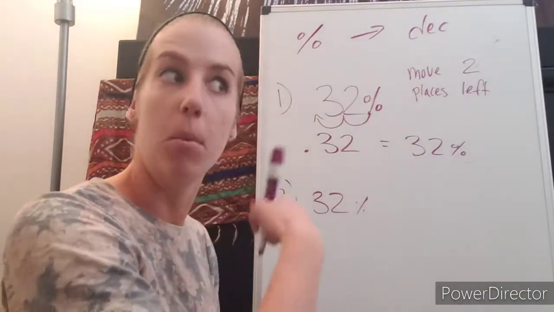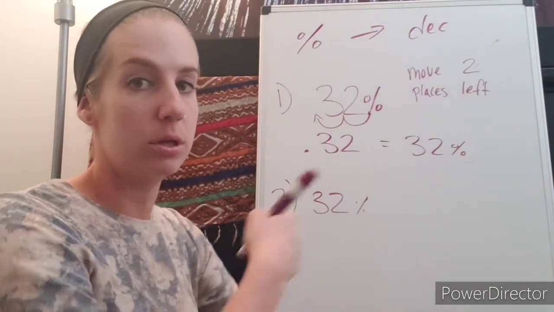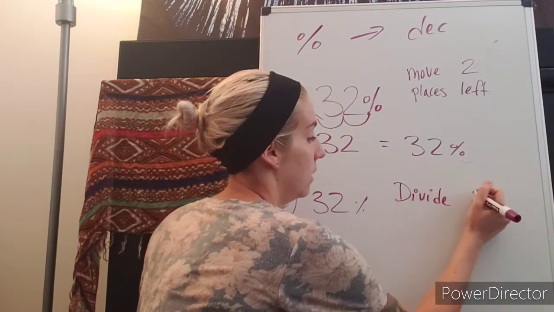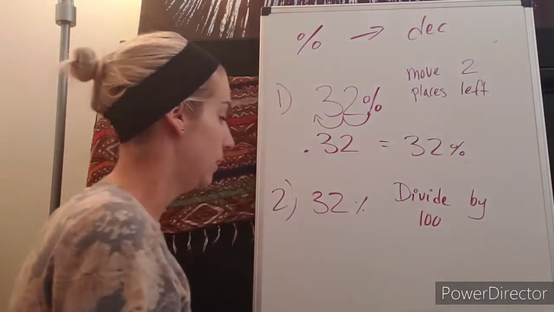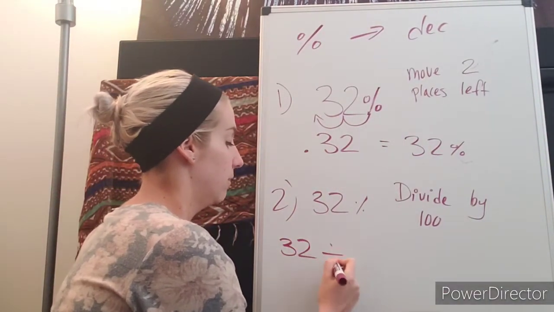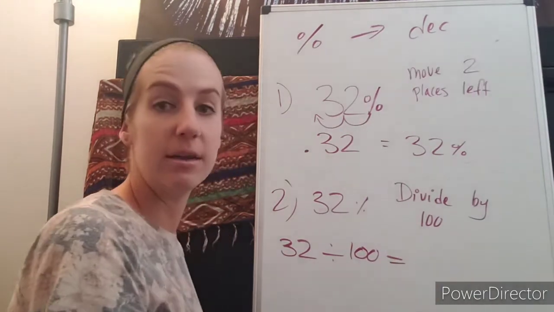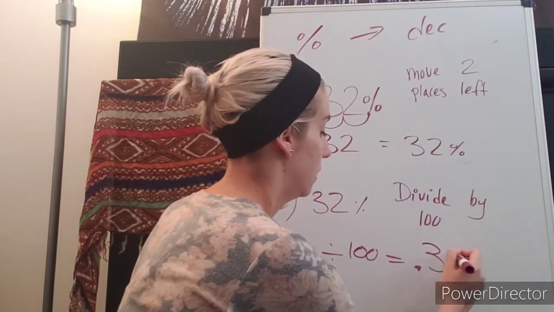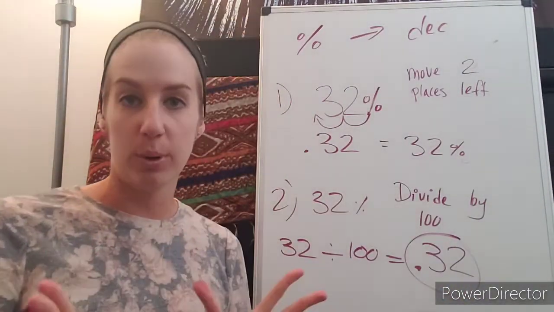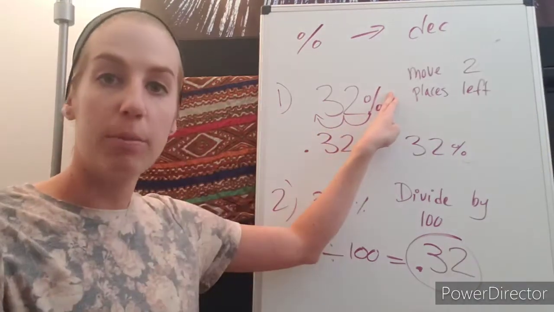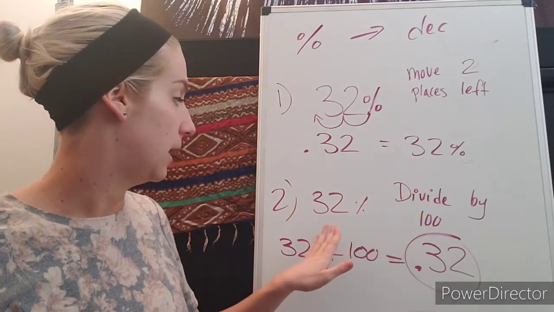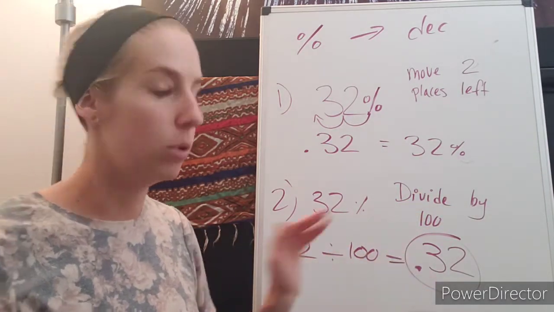The second way, if I have 32%, instead of moving my decimal, I can... So last time we were multiplying by 100. This time, if we're going the other way around, we're going to divide by 100, okay? So if I took 32%, I would pretend that percentage isn't there. I would take 32, divide it by 100, and that would give me my decimal of 0.32, okay? So again, it doesn't matter which way you do this. You can just mentally move your decimal back and forth, or if that confuses you, you can divide by 100. Okay, so 32%, 32 divided by 100, 0.32.